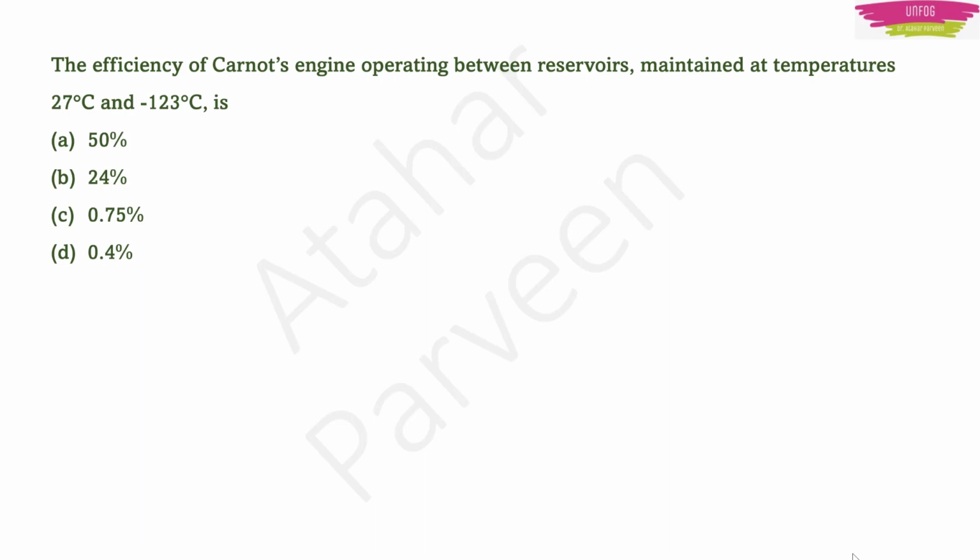Next question. The efficiency of Carnot's engine operating between reservoirs maintained at temperatures 27 degrees centigrade and minus 123 centigrade is. See, they have given two temperatures, right? But they are in centigrade. So first step to solve this problem is you have to convert this into Kelvin, right? So to convert into Kelvin, what you do? You have to add 273. But you have a minus 123, right?